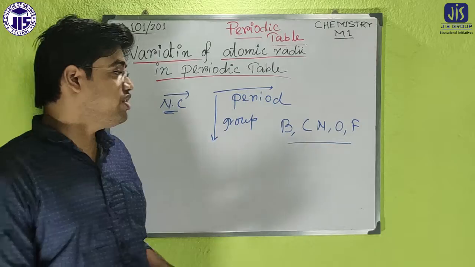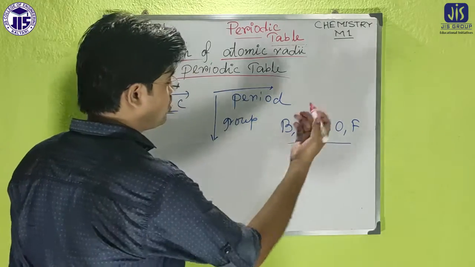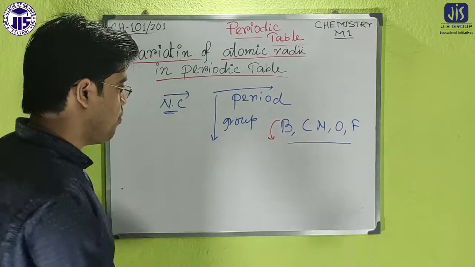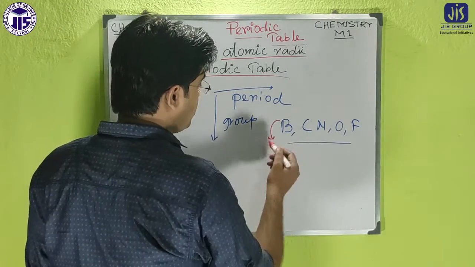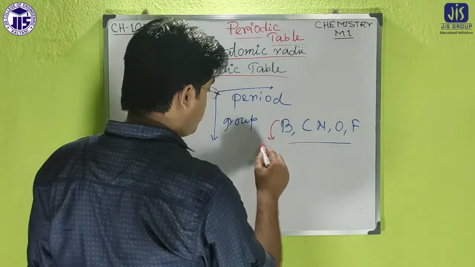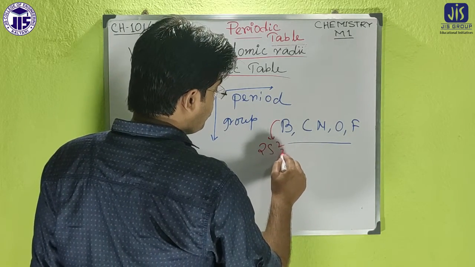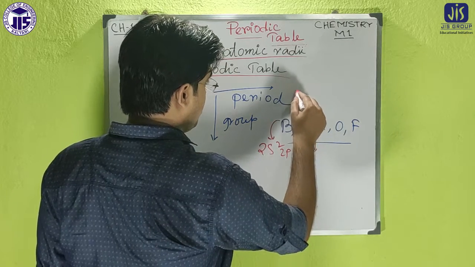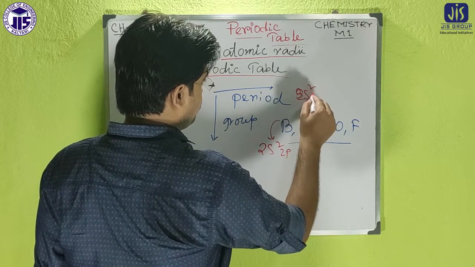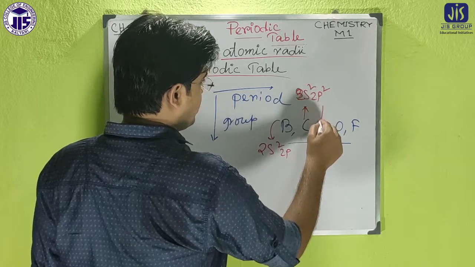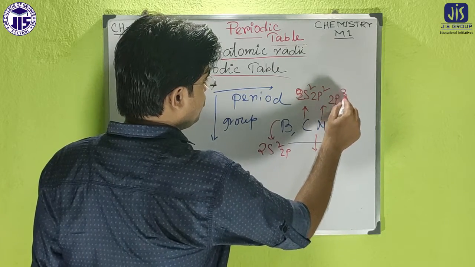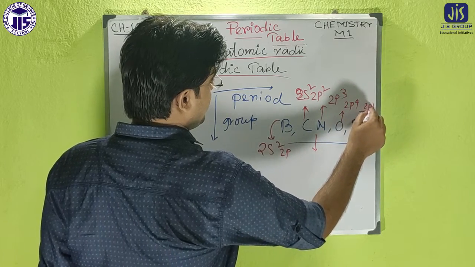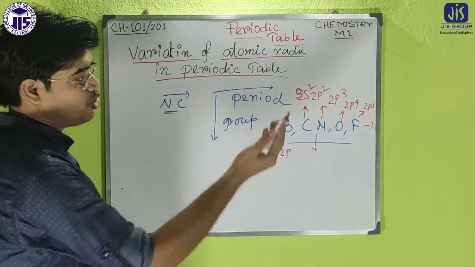If we take that example, then just consider the electronic configuration. The outermost electronic configuration for boron is 2s2 2p1. For carbon it is 2s2 2p2, nitrogen 2s2 2p3, oxygen 2p4, and fluorine 2p5, and so on. And neon is 2p6.